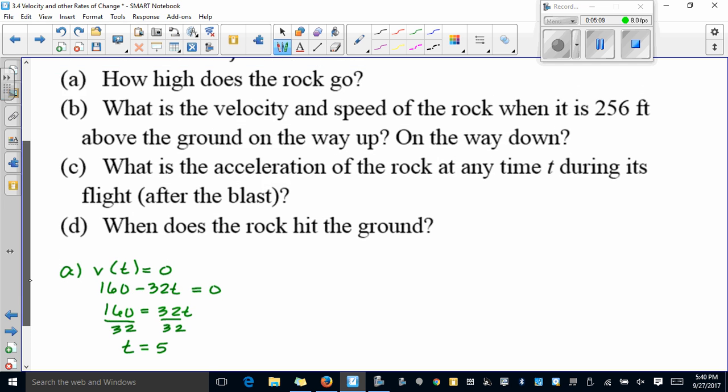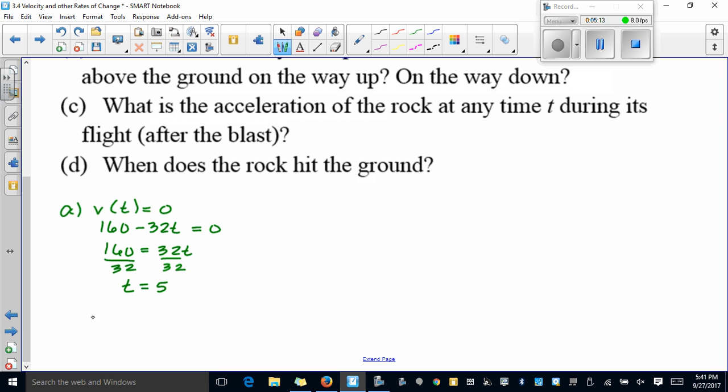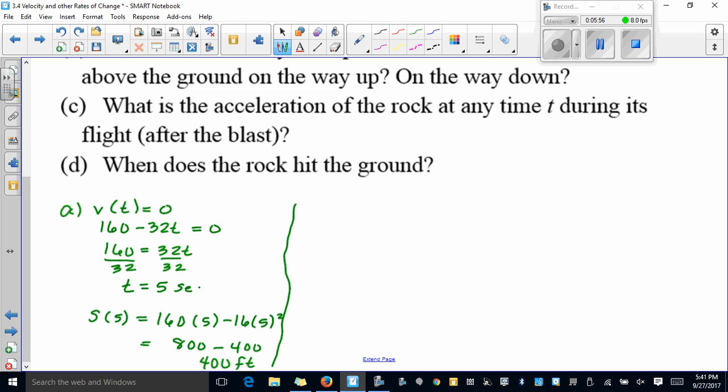So how high does it go? Well, that's our position function. They are asking for position. So s of 5 is going to equal 160 times 5 minus 16 times 5 squared. And from there we get 800 minus 400, which is going to give us 400 feet. So that's how high up in the air it went. Notice that t equals 5 seconds, and 800 minus 400 gave us 400 feet. So in 5 seconds, it went up 400 feet.